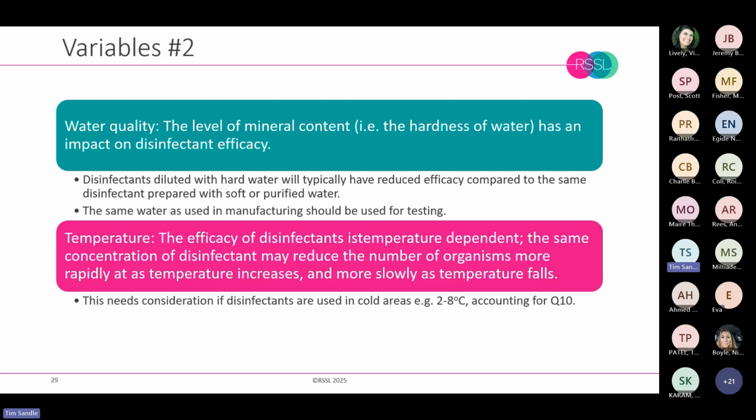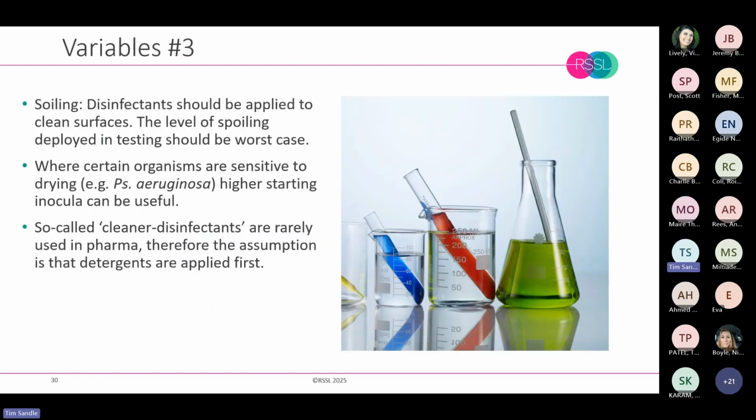So if we've done all of our laboratory testing at 20 degrees, and then we want to use that disinfectant in a cold room, then our contact time probably needs to double. And that's either something that we just say, okay, the laws of chemistry say we need to double it, or it might be something that we want to try and evaluate under colder conditions. And then I mentioned earlier about soiling as well.